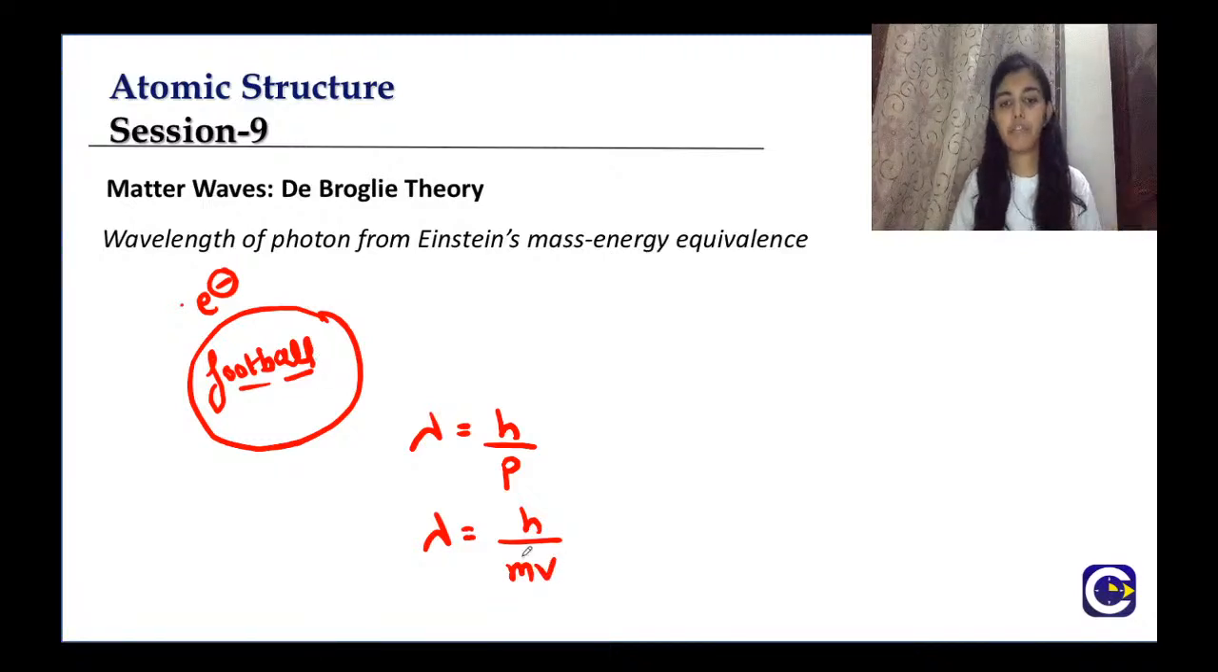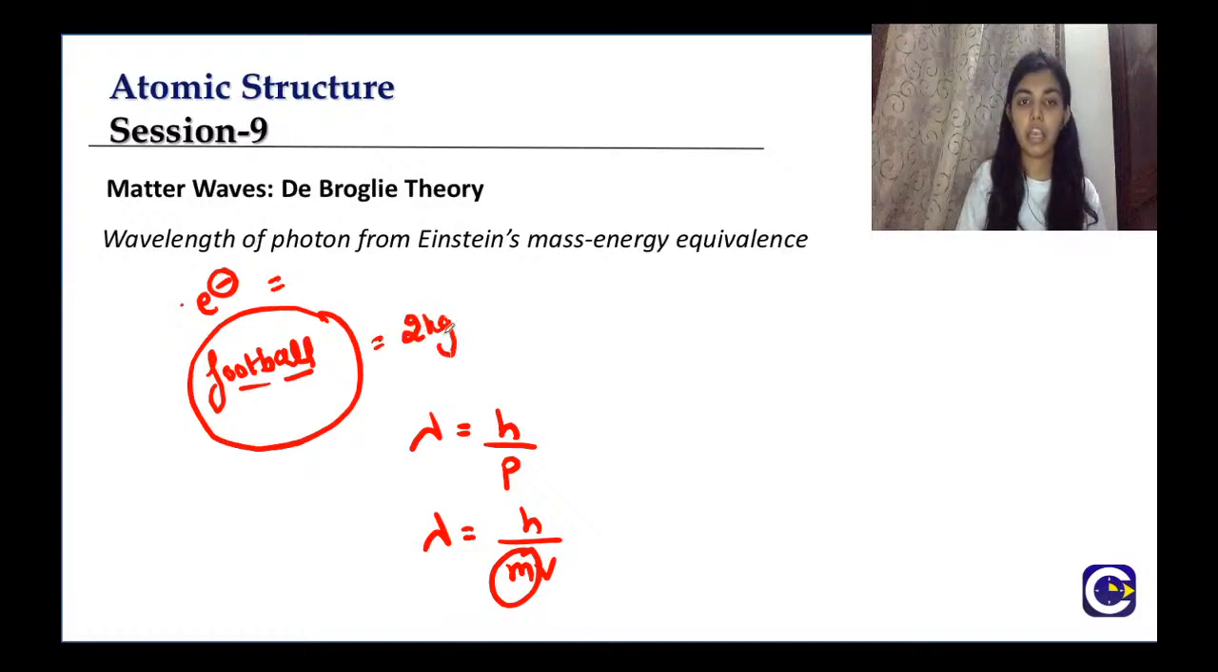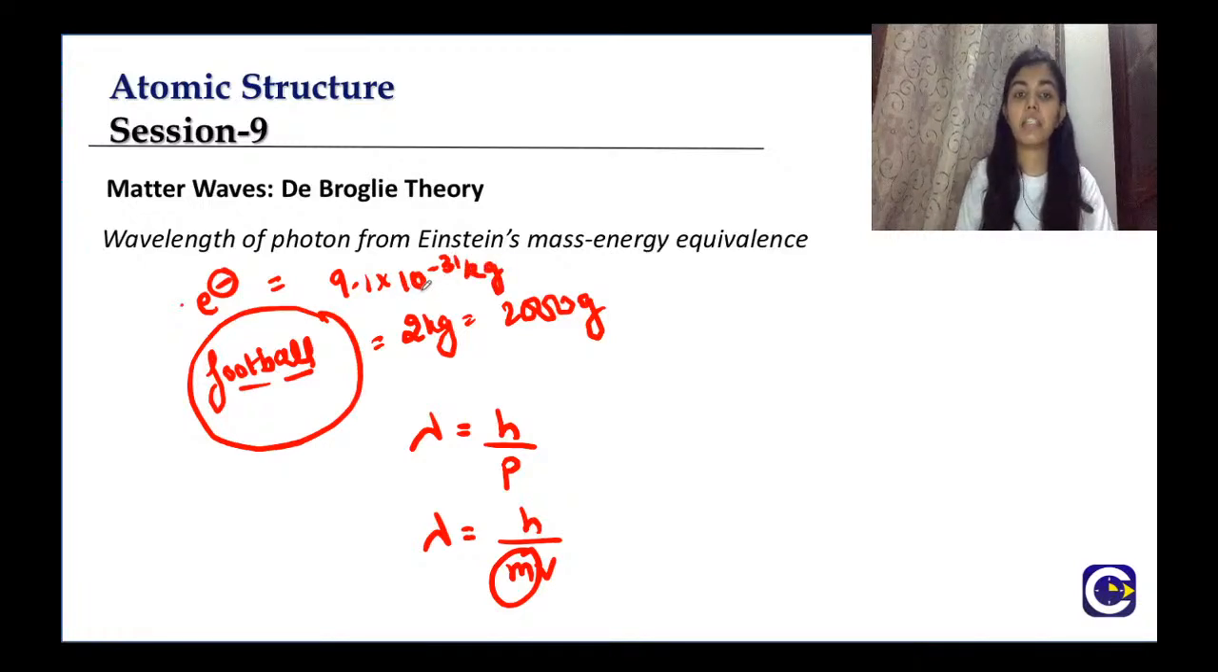So for a football, the mass is much higher. Let us say the football is of 2 kg, that is 2000 grams. On the other hand, the mass of the electron is very, very small compared to that of the football, approximately 10 raised to the power minus 31 kg. So the mass of the football tends to be much bigger, as lambda and m are inversely proportional.